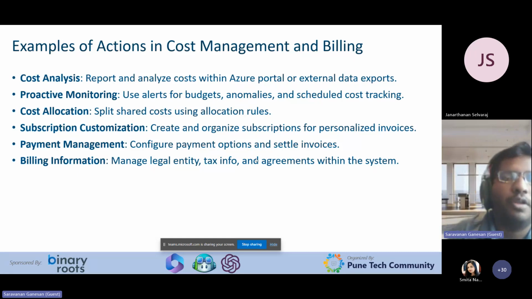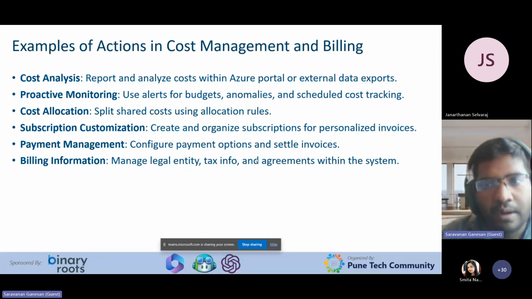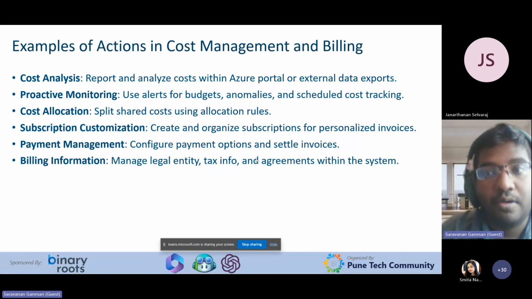Proactive monitoring is, for example, if in your project you have some budgets. In my project, I have been asked to consume only 160K USD per financial year. So if my budget goes beyond that, I will get some alerts. And also anomalies, like I already told, if I use any kind of third party connectors. It is also used to track scheduling of our cost tracking in this proactive monitoring.